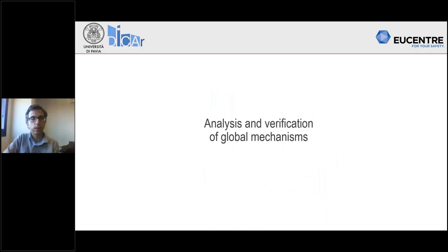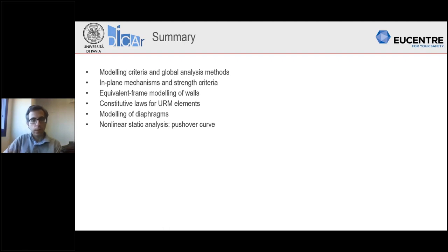So let's start from the analysis and verification of global mechanism. The topics that I will cover today are the modeling criteria and global analysis methods, the in-plane mechanism and strength criteria. Then I will introduce the concept of equivalent frame modeling of walls. I will then present the constitutive laws of the reinforced masonry elements, and I will give a brief description of how to model diaphragms, and then I will move to the core of this first part of the webinar, which is the nonlinear static analysis or pushover analysis.